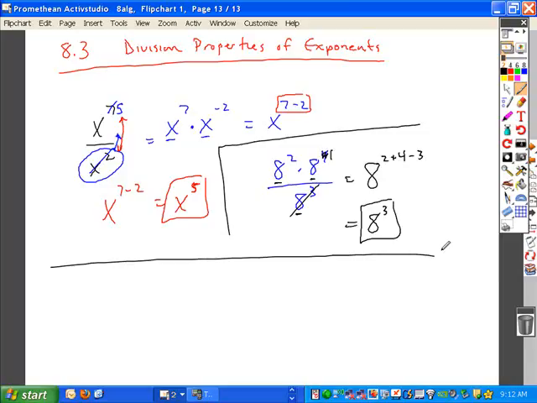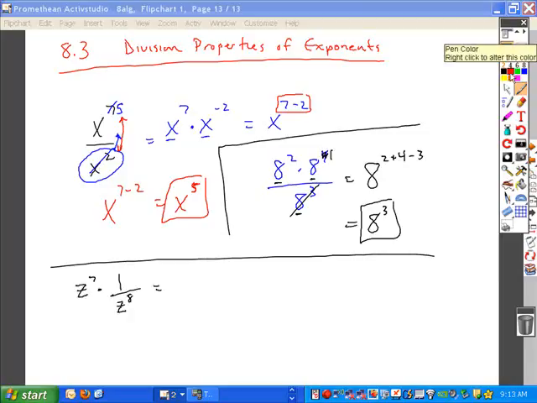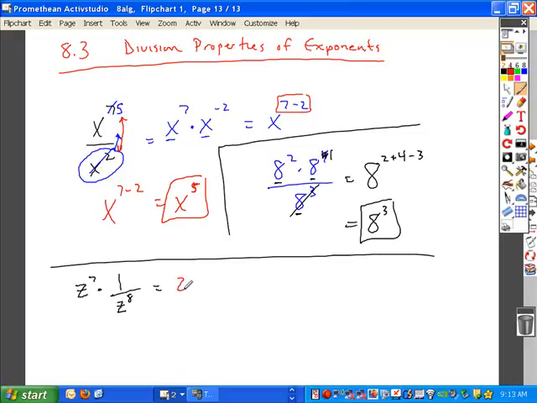Okay. What if you had something like this? If you wrote this using positive powers only, what's your answer going to be? So here you have z to the 7. And then you're really dividing by this. So we're going to do what with the powers? Subtract the power. So you get z to the minus 1.